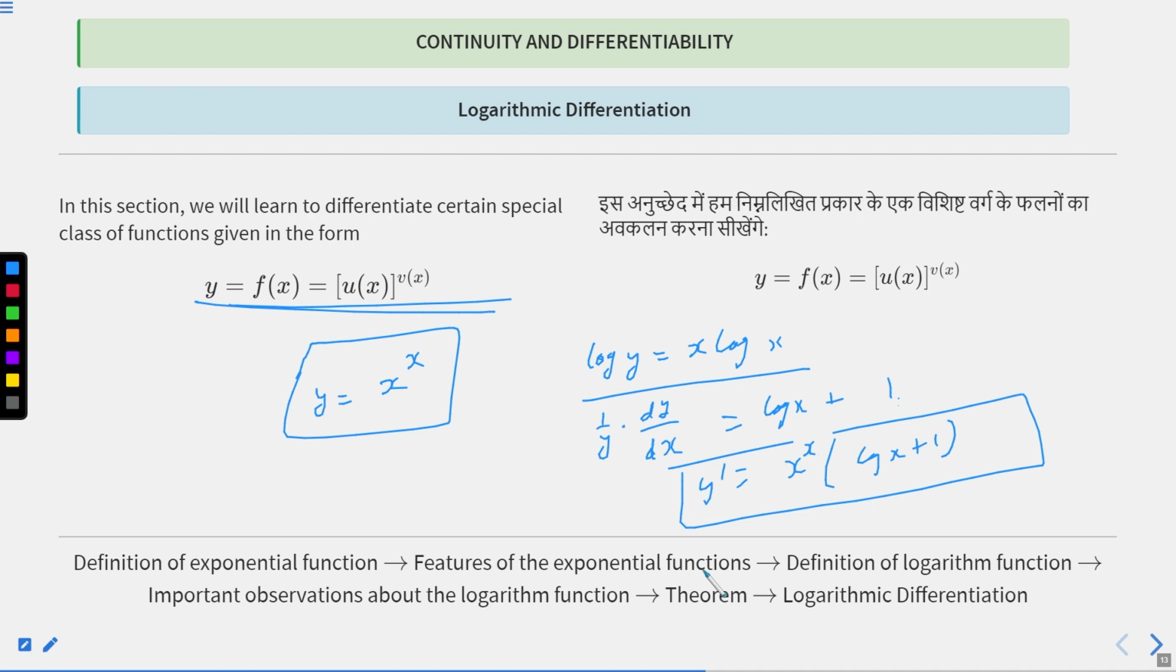I hope it is clear to you how we are using this form and using logarithmic theory to reduce it and get our answer easily. Okay, simple.